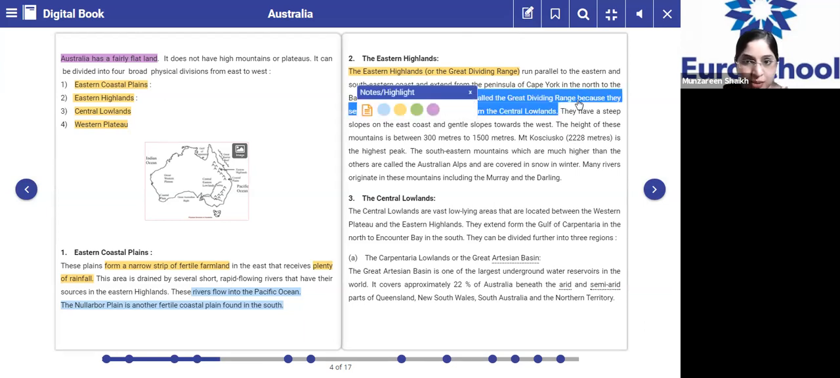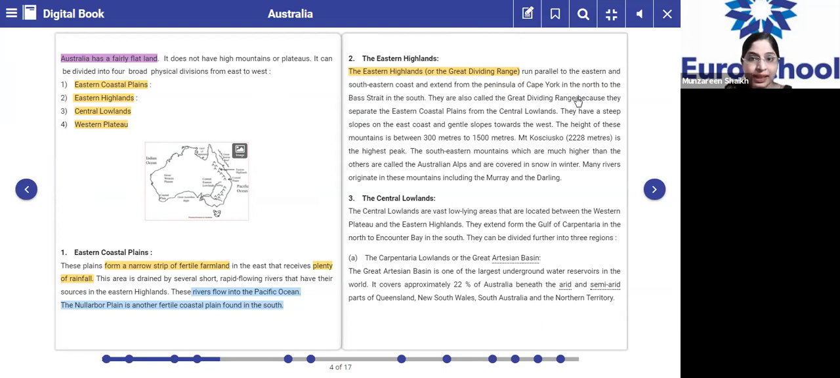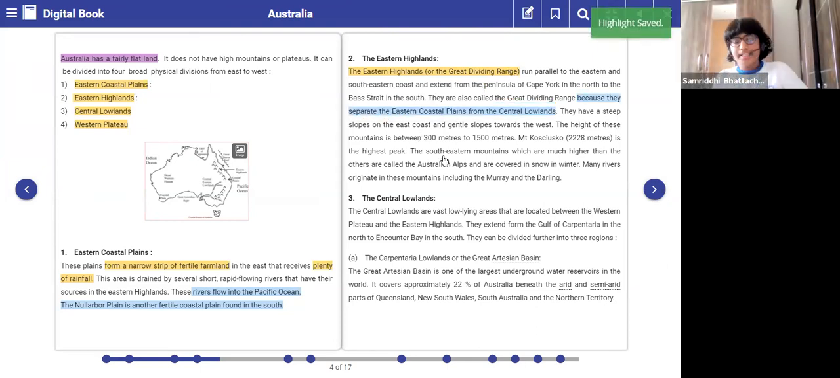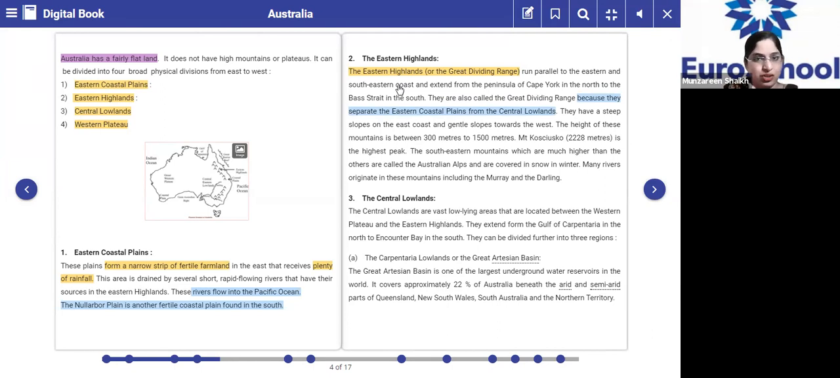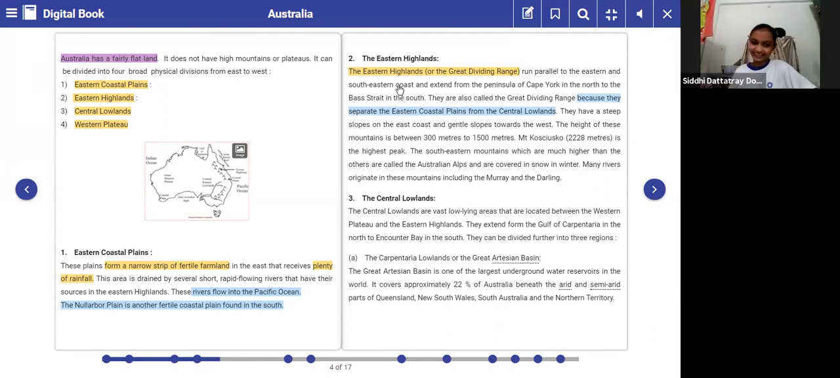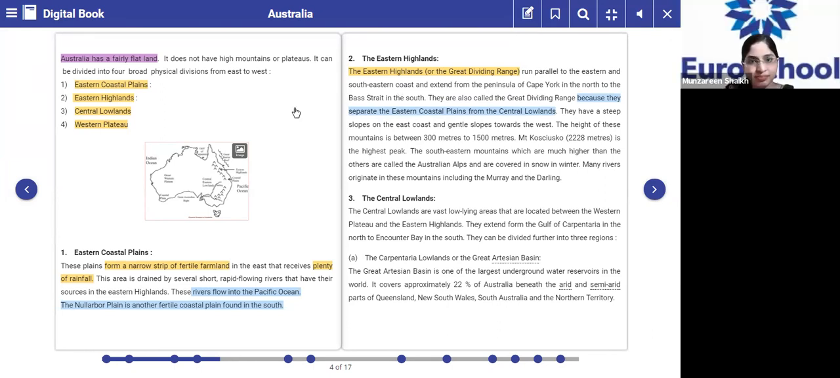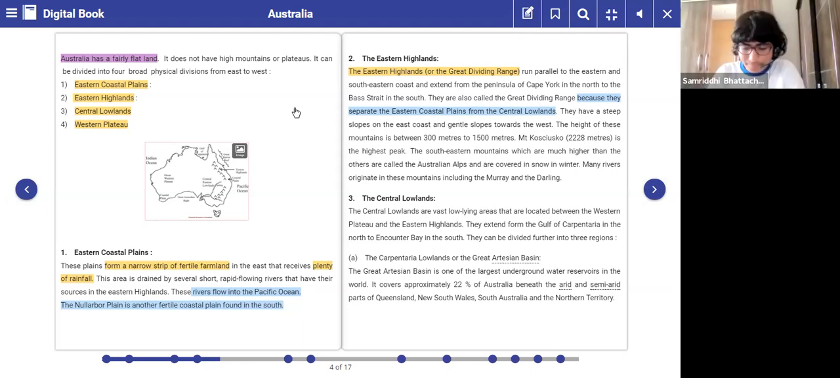Highlight just from because. So you know the reason why it is called the Great Dividing Range, because it divides the eastern coastal plains from the central lowlands. That is why it is called the dividing range. Clear, everyone? Yes, ma'am.